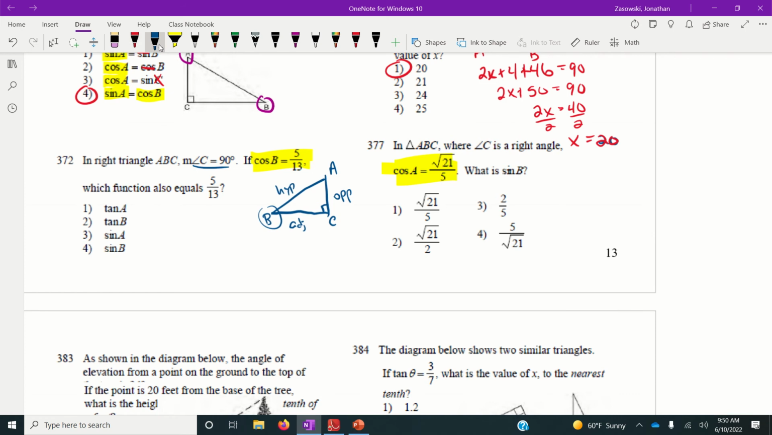The cosine of B is 5 over 13, so 5 would be the length of BC. I'm just going to change colors real quick. And 13 is the length of AB, which function is also equal to 5 over 13? Well, remember, we have to use angle A instead of angle B. For angle A, the opposite and the adjacent would flip-flop, so it would be opposite over hypotenuse. So the sine of A would equal 5 over 13, and that would be my answer.